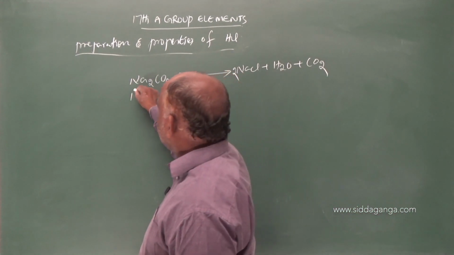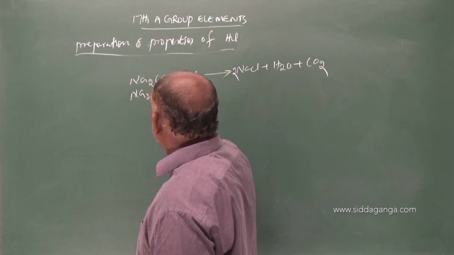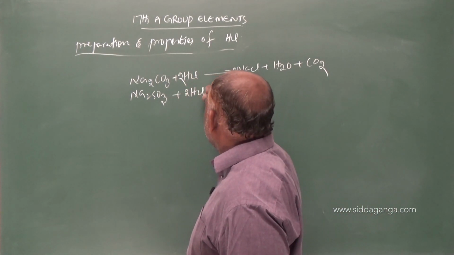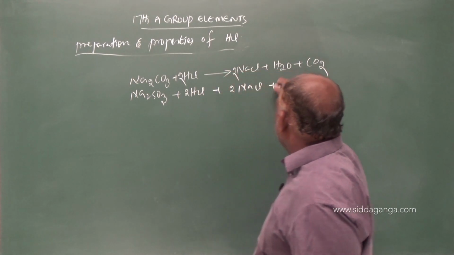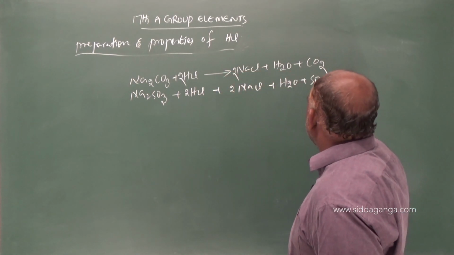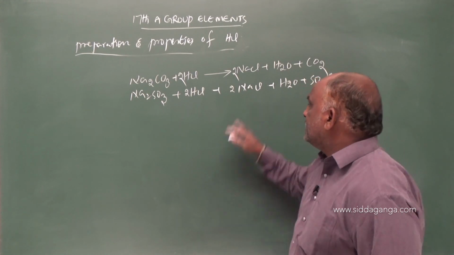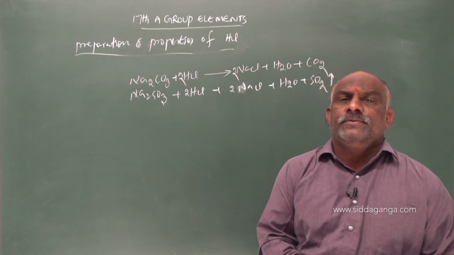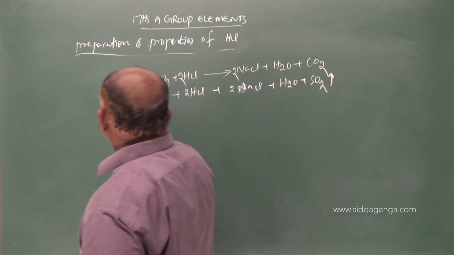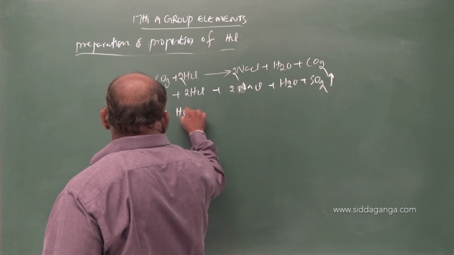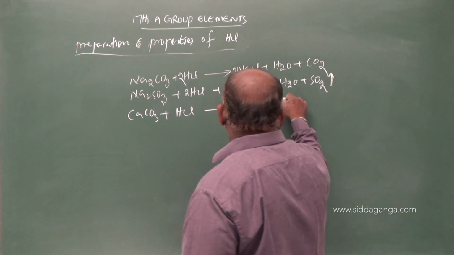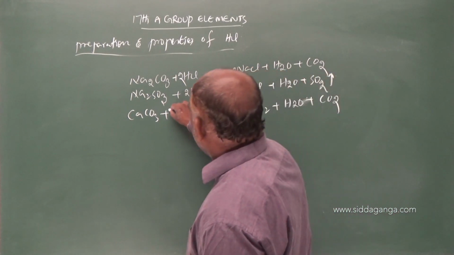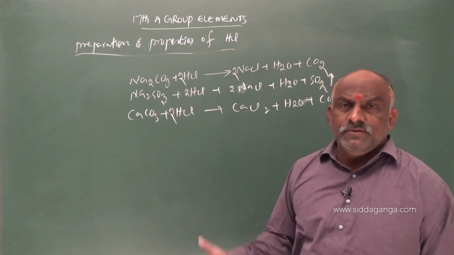Suppose instead of Na2CO3, you take Na2SO3. Na2SO3 plus HCl gives 2NaCl plus H2O plus SO2. SO2 is called sulfur dioxide. Suppose it was CaCO3, calcium carbonate plus hydrochloric acid, what will be the answer? Calcium chloride plus H2O plus CO2.